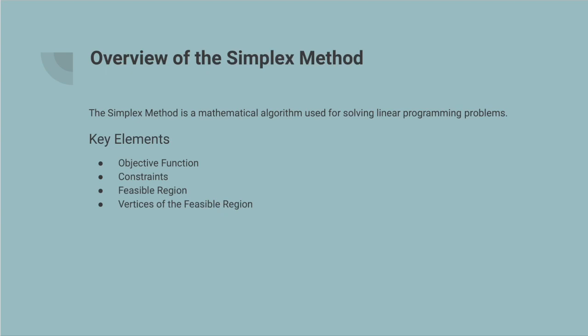Third is the feasible region, the set of all possible points that satisfies the constraints. The solution to the linear programming problem lies within this range. And the fourth is the vertices of the feasible region. So in linear programming, the optimal solution will always be found at a vertex or a corner point of the feasible region.